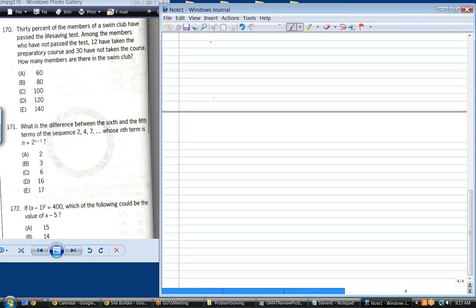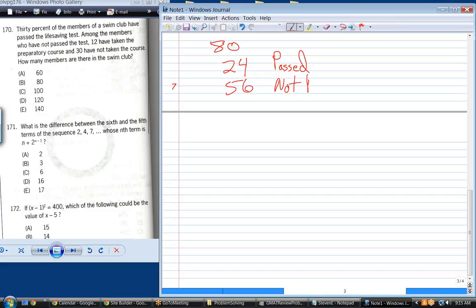Okay, so if we assume 80, well, 30% of 80, 8 times 3 is 24. So there's 24 who've passed, and there's 56 that have not passed. 12 have taken the preparatory course and 30 have not. So that doesn't work. Okay. We need to go bigger.